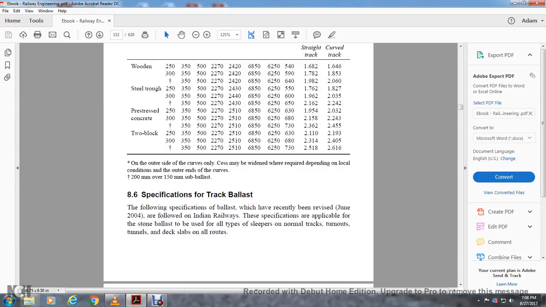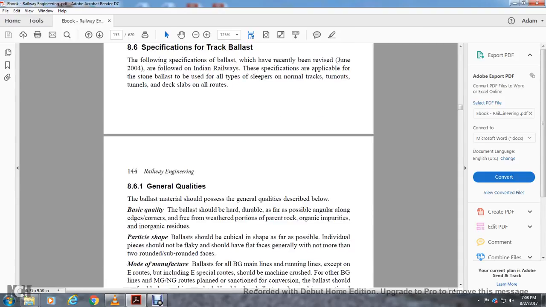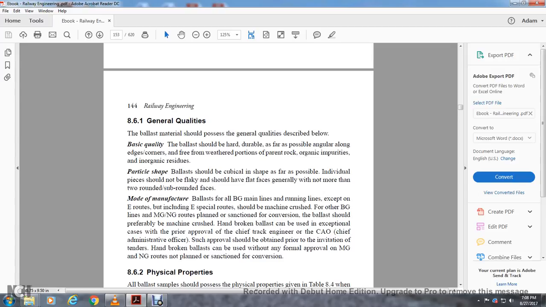8.6 Specification of track ballast. The following specification of ballast, which was recently revised in June 2004, is followed by the Indian Railways. The specifications are applicable to stone ballast to be used with all types of sleepers on normal tracks, turnouts, tunnels, and deck slabs on all routes. 8.6.1 General qualities. The ballast material should possess the general qualities described below.